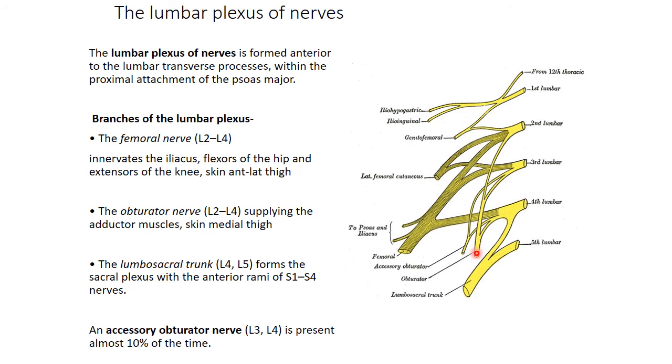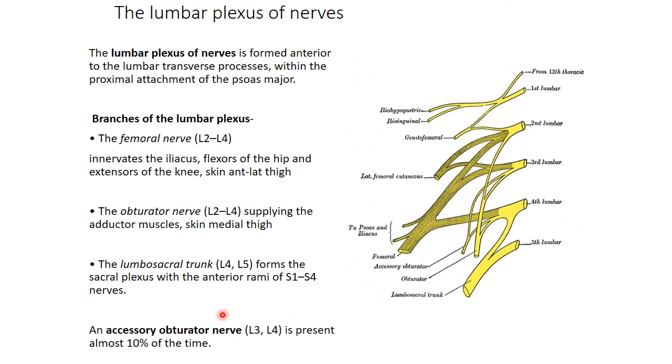Then the lumbosacral trunk. What is the lumbosacral trunk? It is a major branch of the fourth lumbar nerve along with the ventral ramus of the fifth lumbar. This is called the lumbosacral trunk. It will enter into the pelvis and contribute to the formation of the sacral plexus, which is present in the pelvis and supplies the pelvic structures. So these are the major nerves.